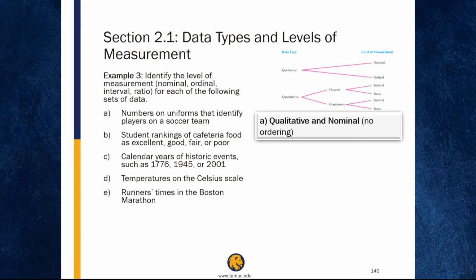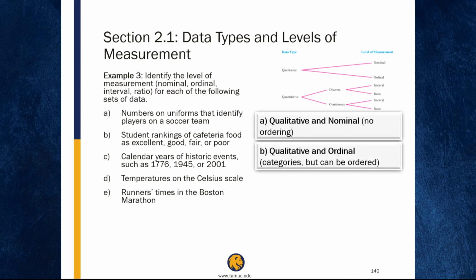Part B says student rankings of cafeteria food as excellent, good, fair, or poor. Well, this one will be qualitative because it's not a quantity. So it's not quantitative, it's qualitative. And because we can actually rank them, there is a ranking from excellent to poor, we say it's qualitative and ordinal. So they are categories, but they can be ordered in this case.